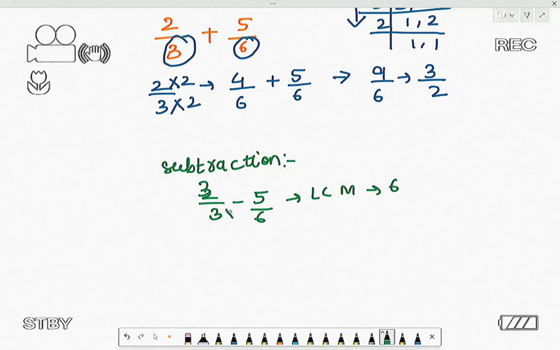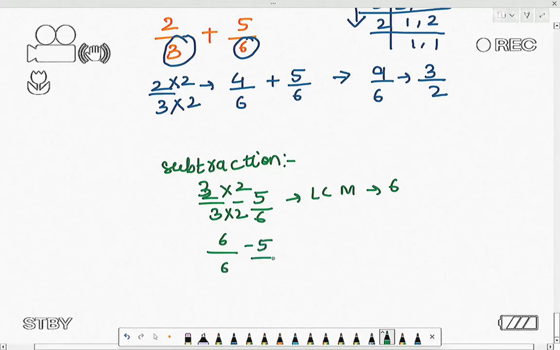So what do you need to multiply here? You need to multiply by 2 here, right? So it's going to be 4 by 6 minus 5 by 6. Again, the denominator need not be subtracted. We only have to subtract the numerators. So that is going to be 1 by 6 in the end. So this is all about subtraction of fractions, right?